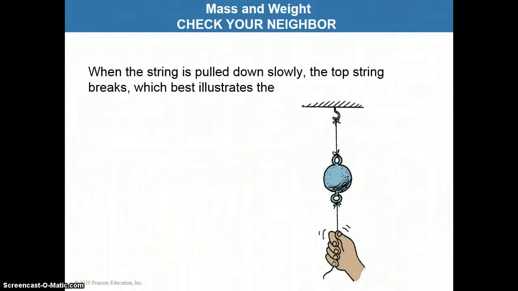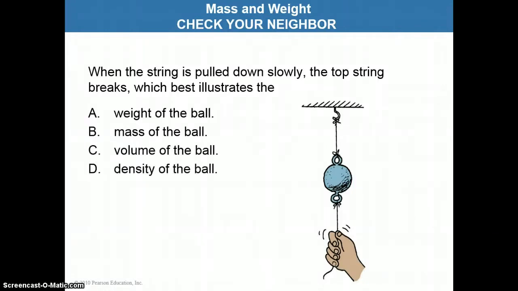Two last check questions. If you have a massive object hanging from a hook like that and you're pulling on the string, if you pull the string down slowly, the top string breaks, which best illustrates what? The weight of the ball, the mass of the ball, the volume of the ball, or the density of the ball? Pause the video to find your answer.